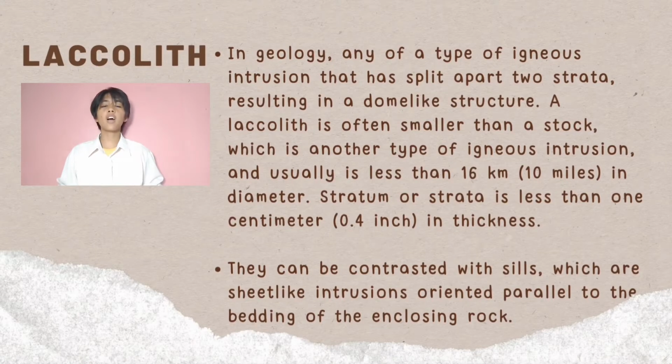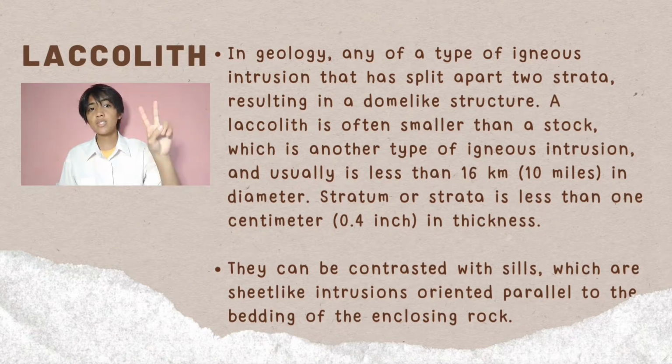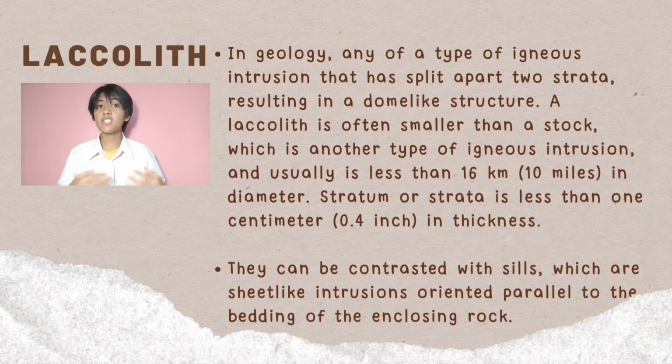So another type of rock is laccolith. A laccolith in geology is any type of igneous intrusion that has split apart two strata, resulting in a dome-like structure. A laccolith is often smaller than a stock, which is another type of igneous intrusion. And usually, it is less than 16 km or 10 miles in diameter. The stratum or strata is less than 1 cm or 0.4 inch in thickness.